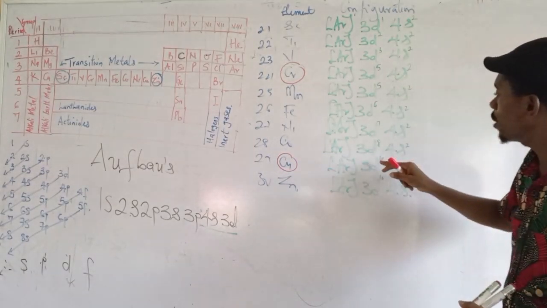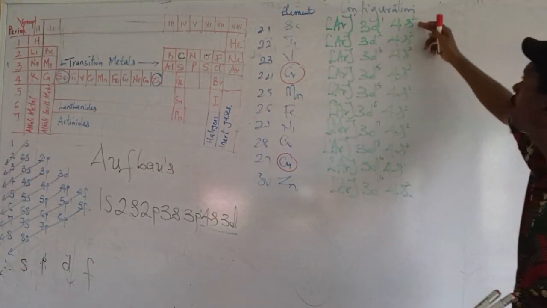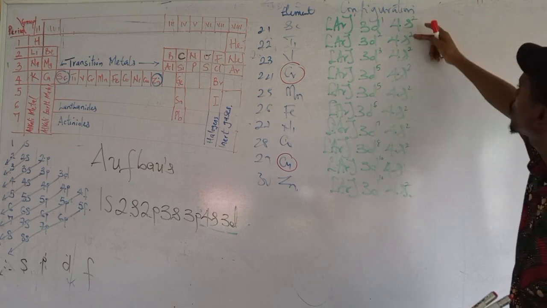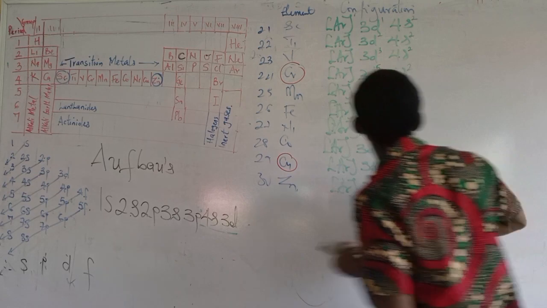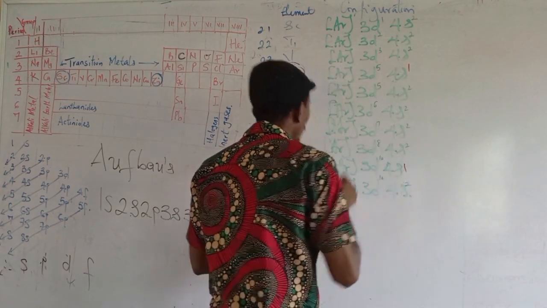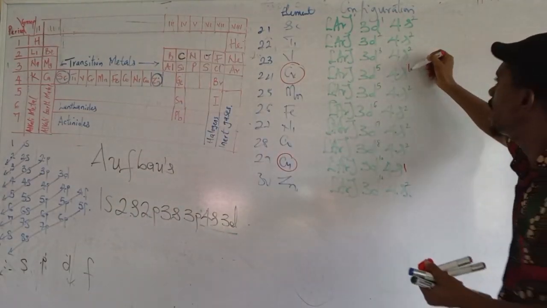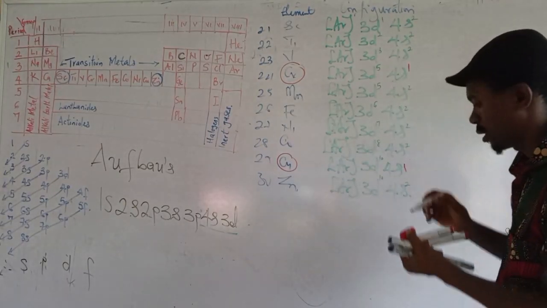Since there's a problem occurring at the D block, it will reflect at the S side. So let's check. All the S are 2, 2, 2, 2, 2, 2, except here. Yes, 1. Yes, 1. So for those that have anomalies, which means they have moved from their S orbital to the D, their S will now become 1.